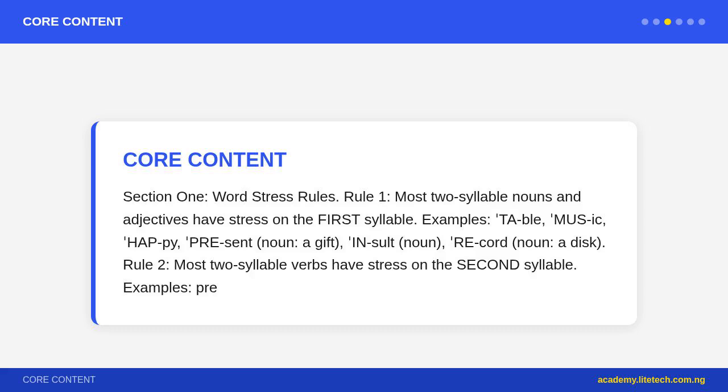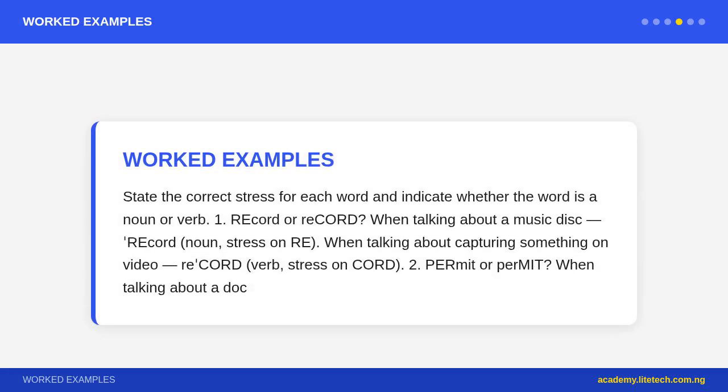Section 2. Sentence stress. In English sentences, content words, nouns, main verbs, adjectives, adverbs, receive stress. Function words, pronouns, prepositions, articles, auxiliaries, conjunctions, are usually unstressed. Content words stressed: she found the book on the table yesterday. Function words unstressed: she, the, on, the.